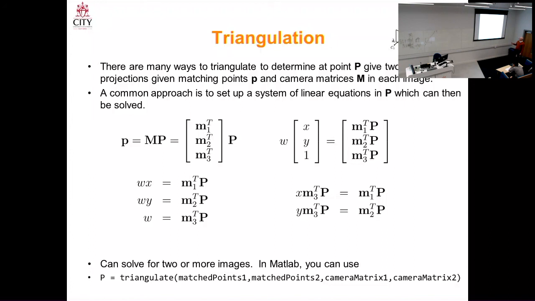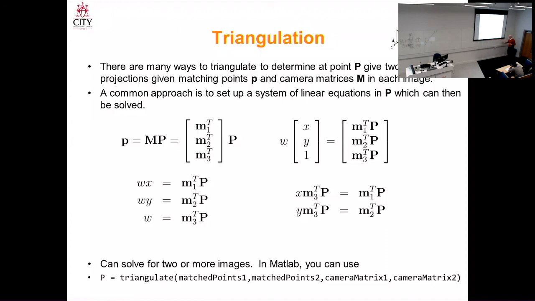And then since your camera projection matrix is known, these M vectors encode the different elements of the M matrix. This is all known. The goal is to compute P in 3D, where everything else is known. And so if you have two or more images, you can solve for this. In fact, in MATLAB, there's a function called triangulate. You give it these matched points and these two camera projection matrices. The points are in 2D, and it will tell you where that point is in 3D.